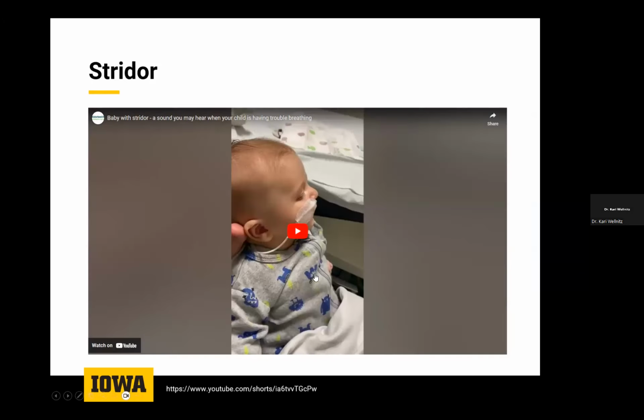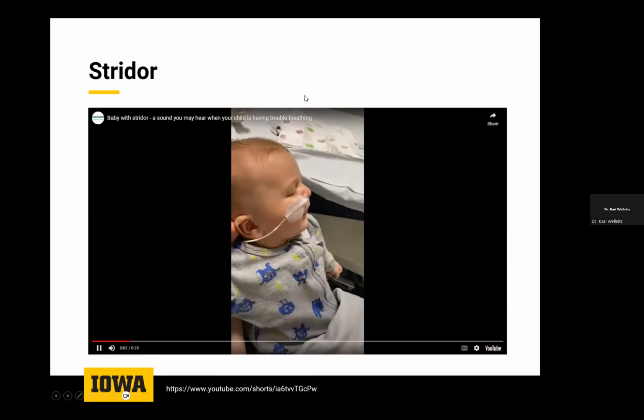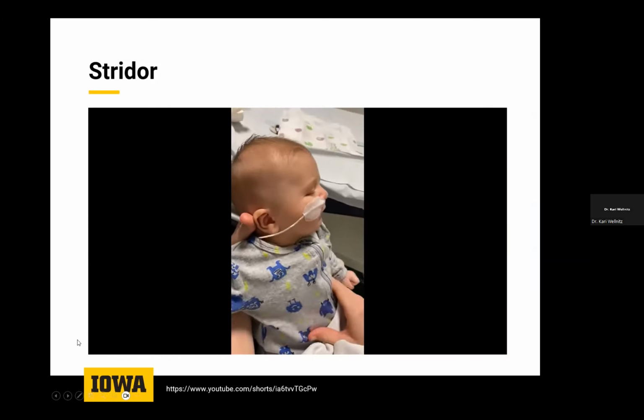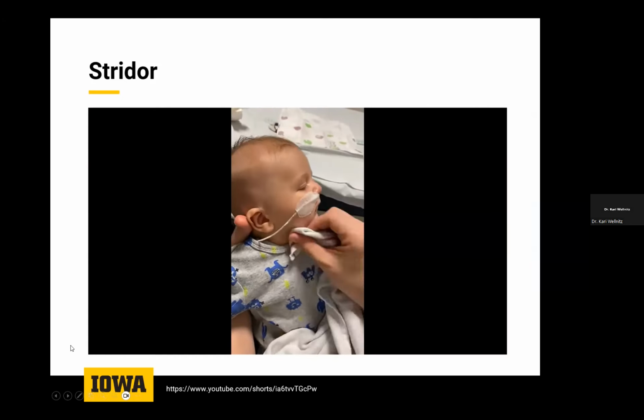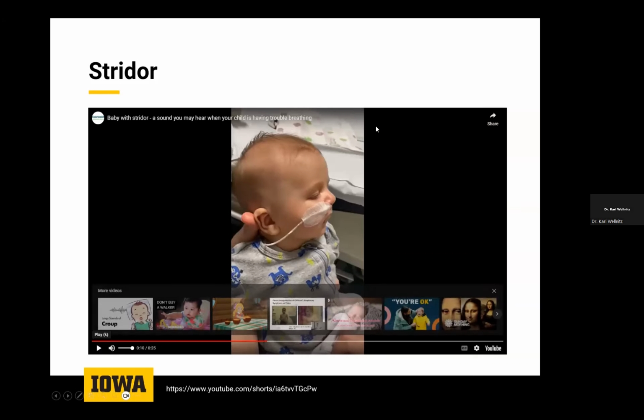Last that we're going to talk about is stridor. I'll play this so you can see the work of breathing. I'll do my best impression. Don't hold it against me. It's sort of a noise like that. And this is common to see in upper airway obstruction, such as croup.